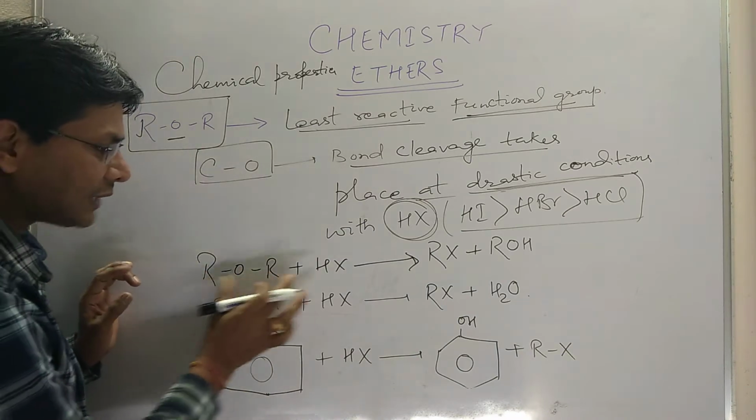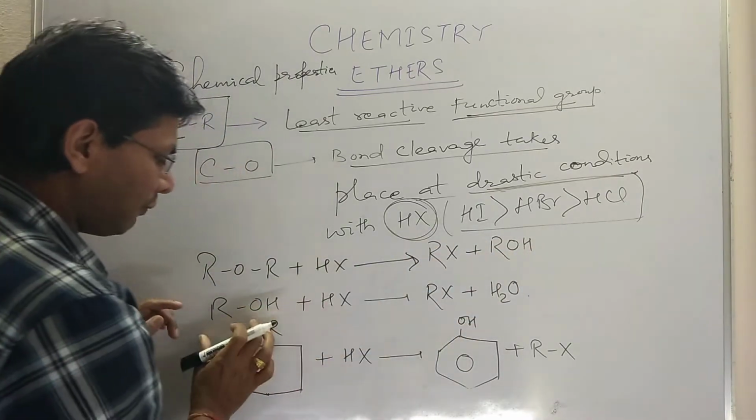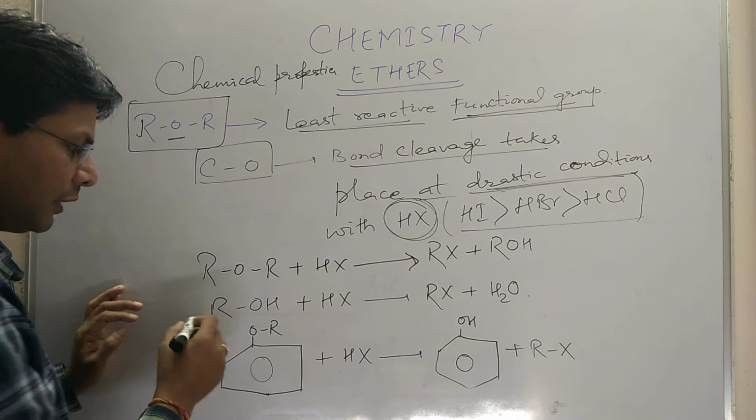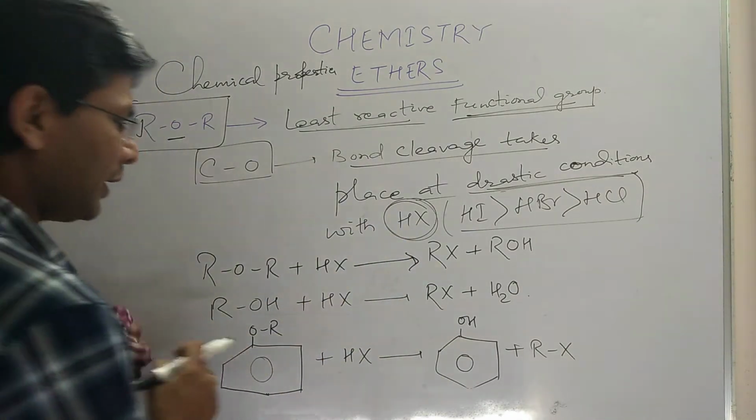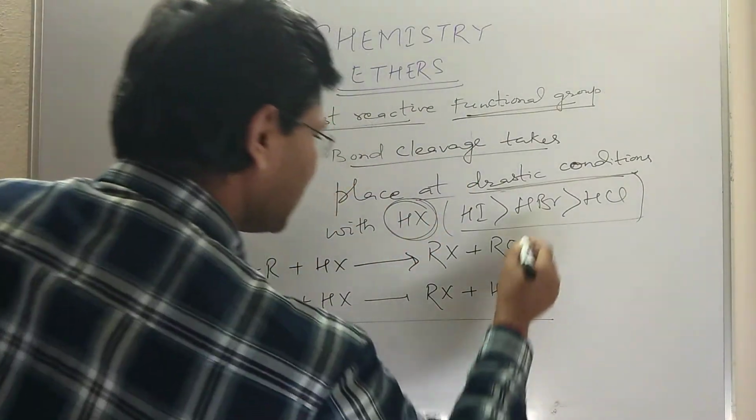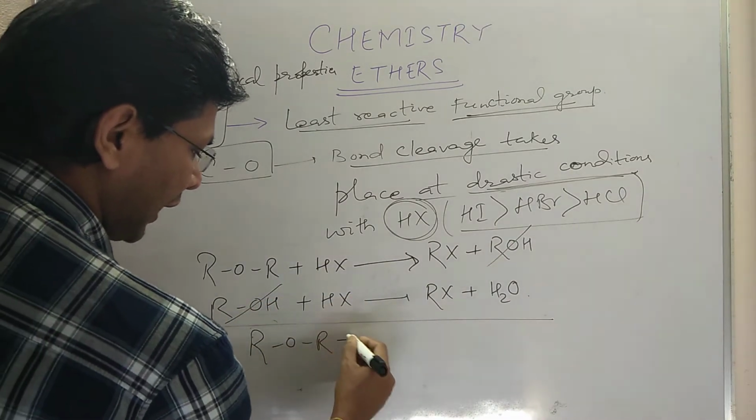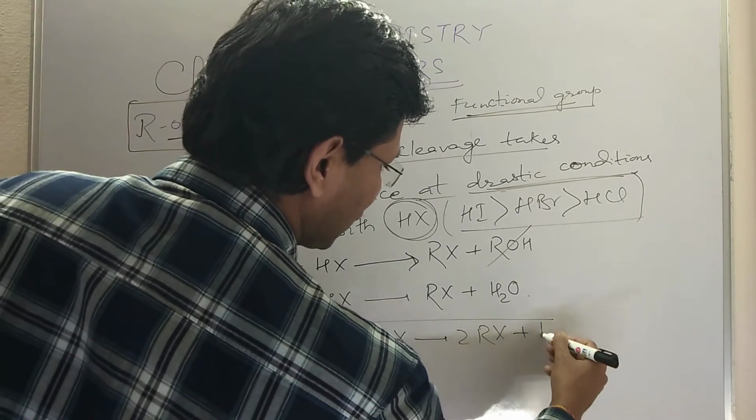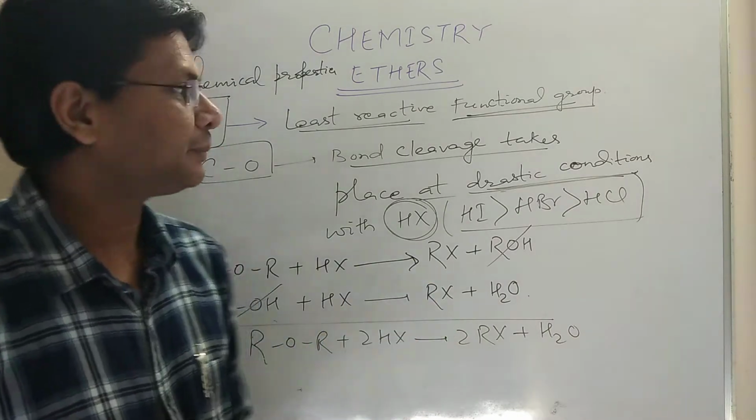So when ether reacts with HX, it forms haloalkane plus alcohol. This alcohol further reacts with HX to form haloalkane plus water. So if we add these two reactions, what will we get? The alcohol will be cancelled. So ROR, ether, reacts with 2HX to give 2 moles of RX, haloalkane, plus water. So this is the reaction of the ether with HX.